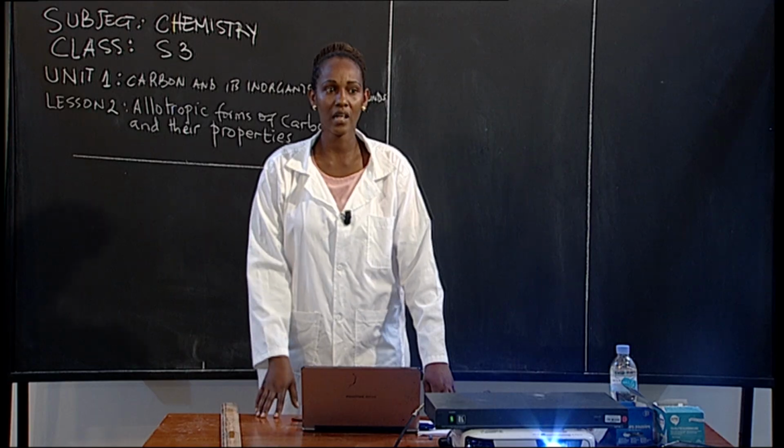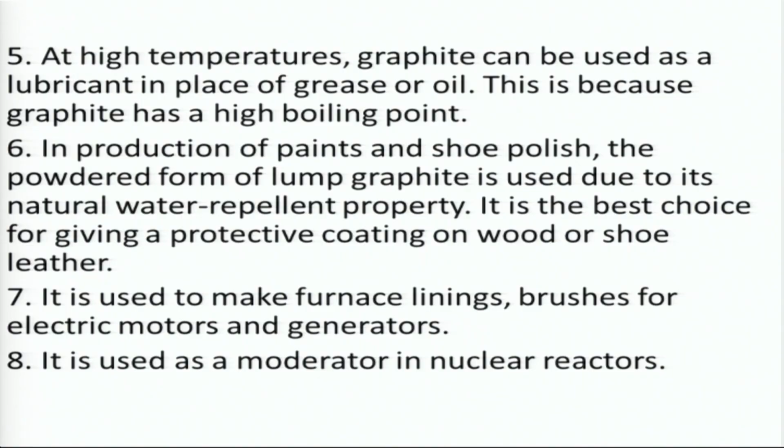So from there, another property is that at higher temperatures, graphite can be used for lubrication, in place of grease and oil. We talked about that. It is also used in the production of paints and shoe polish, since it is black. So you know these shoe polishes, which are black, they are made from graphite.